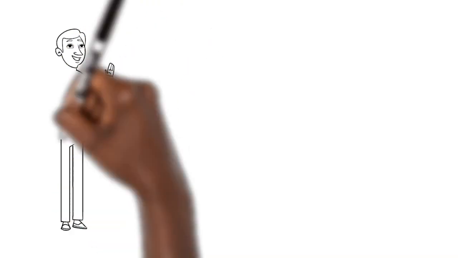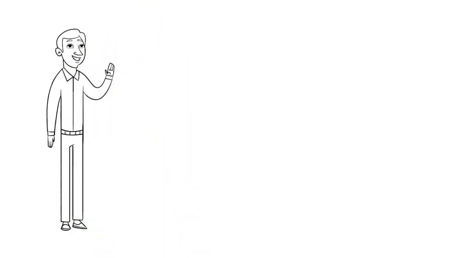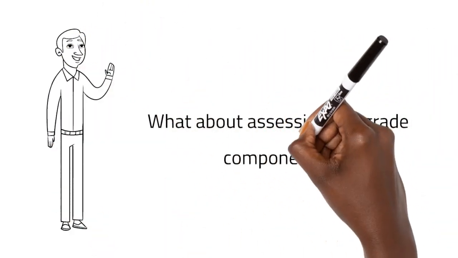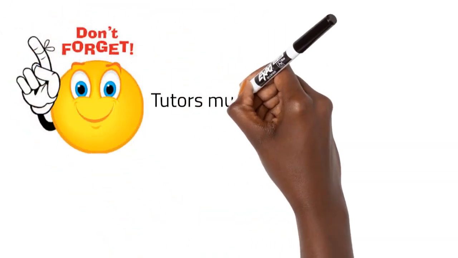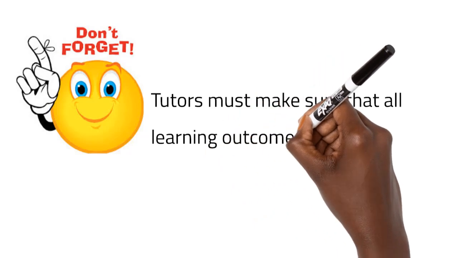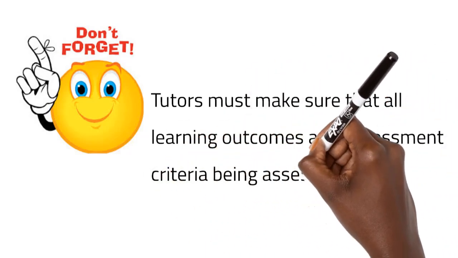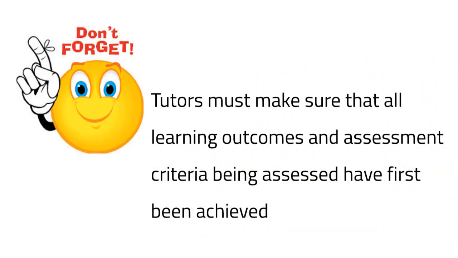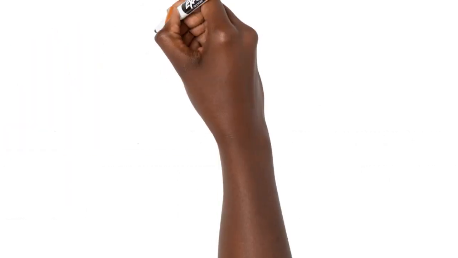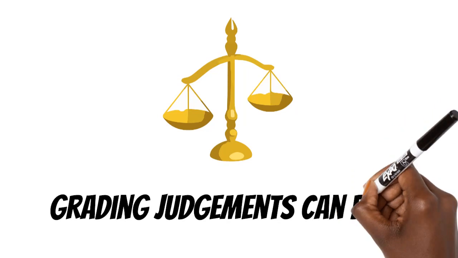Well, that's how to select the grade components with the grade descriptors, but what about assessing them? Well, during the grading of assessments, tutors must make sure that all learning outcomes and assessment criteria being assessed have first been achieved. Once the tutor is confident that they have, then grading judgments can begin.